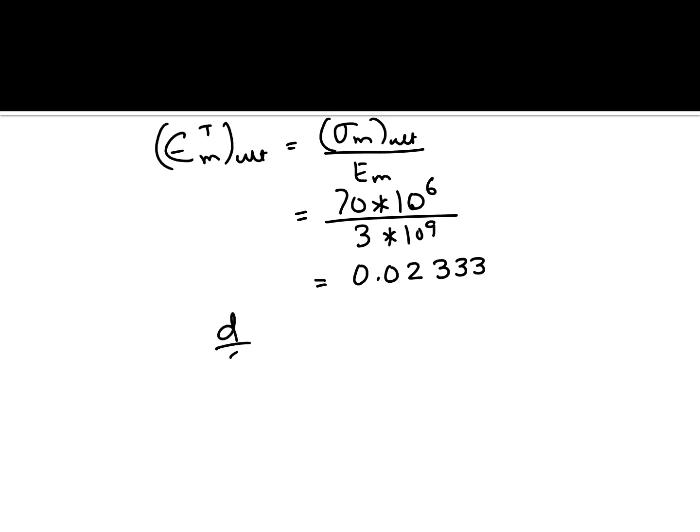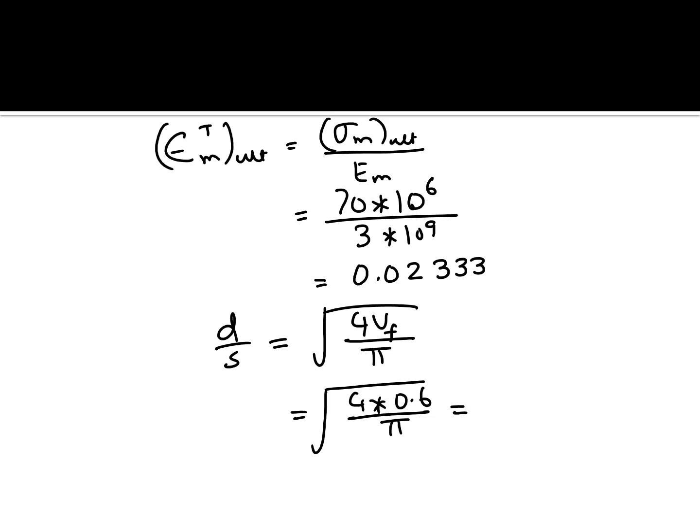And then we also have to calculate d by s. Since it is a square packing array, we know that d by s is related to the volume fraction by this formula. The volume fraction of the fibers is 0.6, and that number turns out to be 0.8740. Since we have all the four numbers which we needed to calculate, let's calculate what sigma 1c ultimate will be by using the first mode of failure, which is transverse failure of matrix.